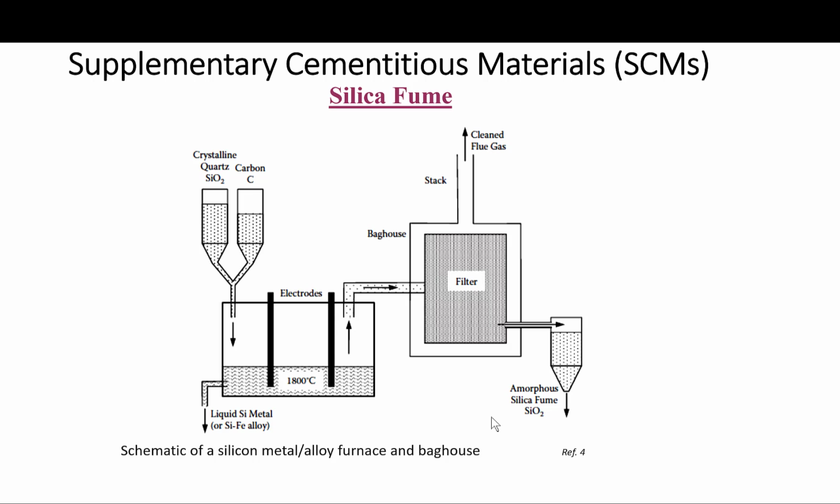This is a schematic showing how the silica fume is collected. As you can see here, basically these are electrodes. This is crystalline quartz, SiO2, and carbon. This is for the manufacture of the silicon alloy. Okay, this is the baghouse, the stack right here, and that's how we collect the amorphous silica.